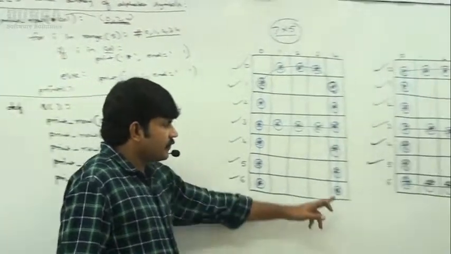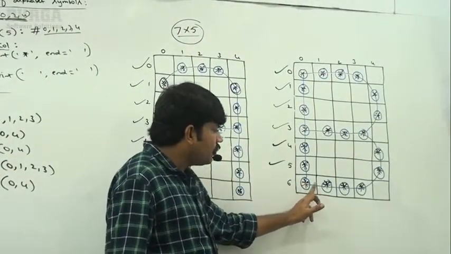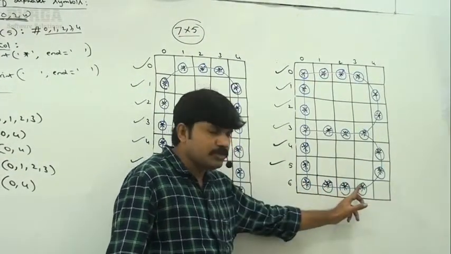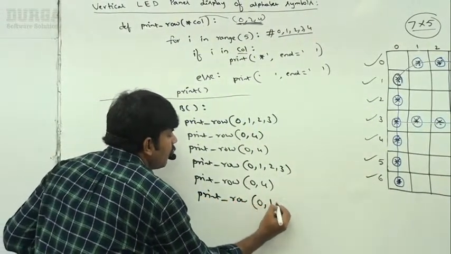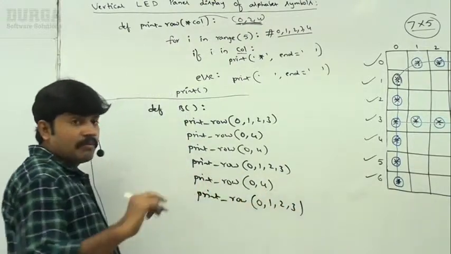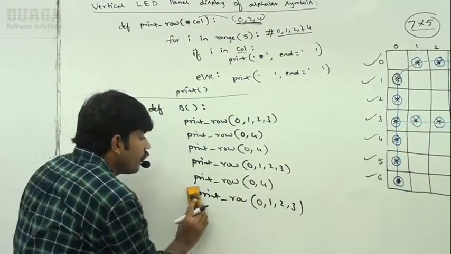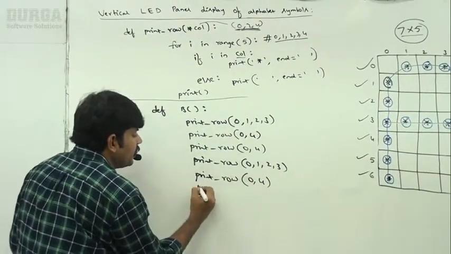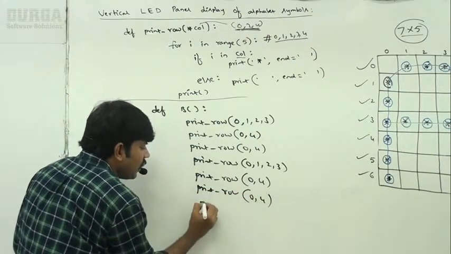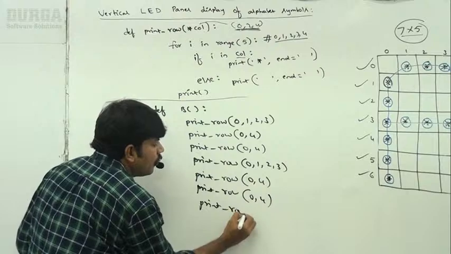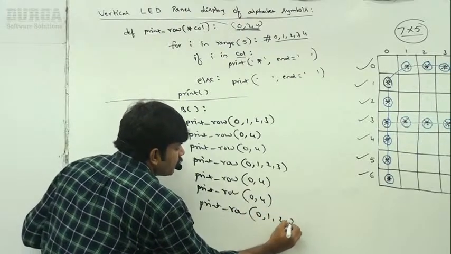Next, the last one. Observe the last one. So 0, 1, 2, 3 in these positions only. Now sir, print row of 0, 1, 2, 3 positions. But anyway, 0, 4, 0, 4 two times is there. Okay, print row 0, 4. Next, the last one, print row of 0, 1, 2, 3.